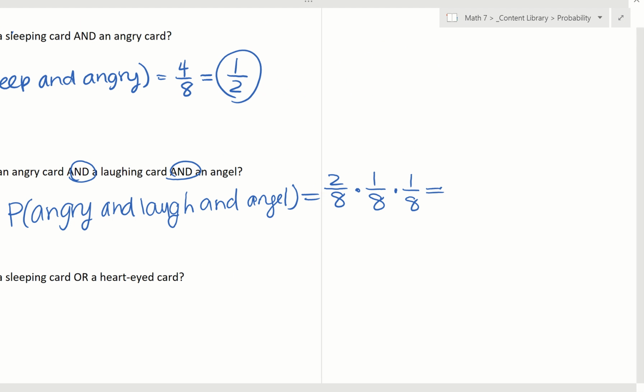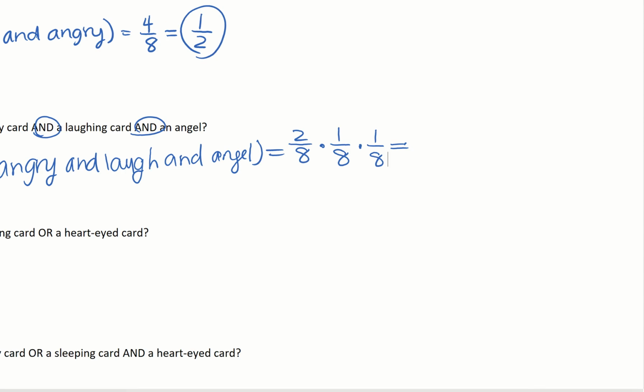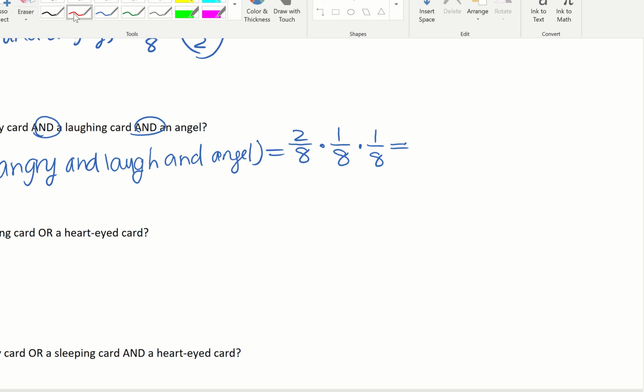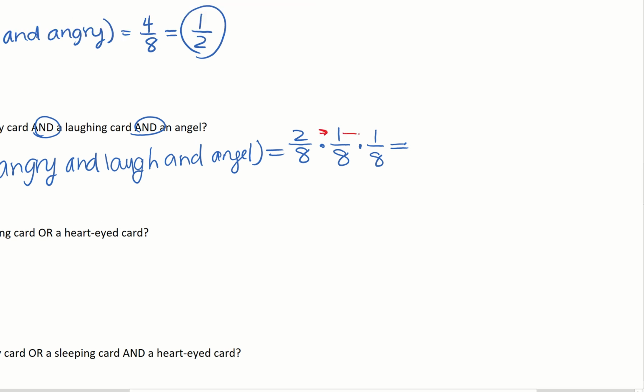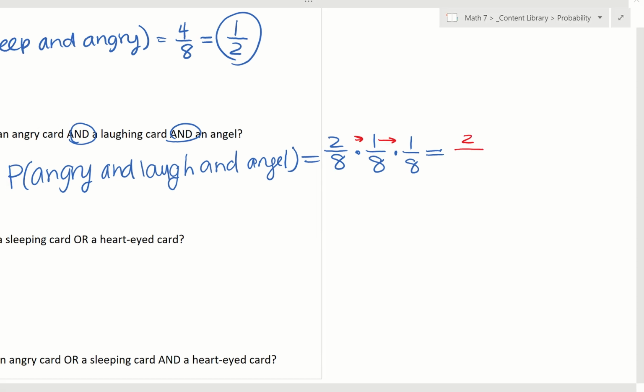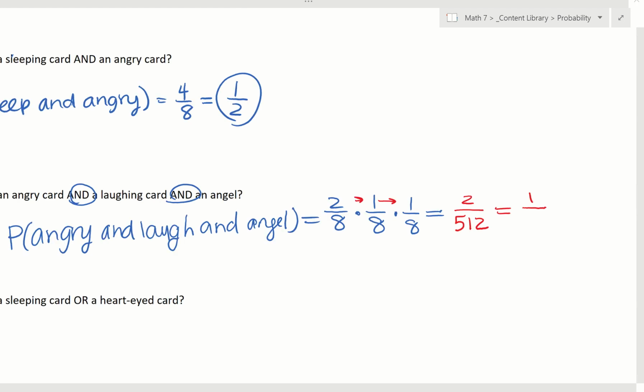So obviously we're going to use our calculators here. I don't think you should be able to multiply all of this. I think you should know how to do 2 times 1 times 1, however. I think you know that 2 times 1 times 1 would be 2. Okay, and then we're going to do 8 times 8 times 8, and we're going to get 512. This can be further reduced. Divide both the numerator and the denominator by 2. I get 1 over 256.